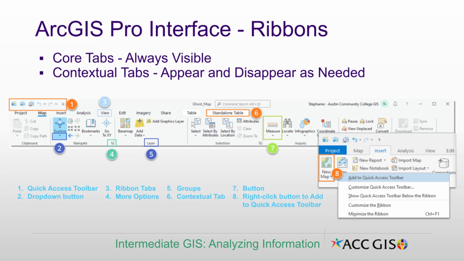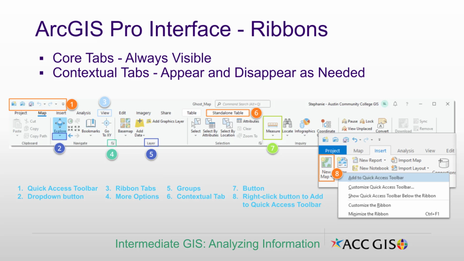All of the buttons are arranged into groups that have a common function. So for example, from left to right on the map ribbon, there's the Clipboard group, Navigate group, and Layer group. And so there are buttons associated with each of those types of things. So in the Layer group, we can change the base map layer, we can add layers, and add graphic layers.